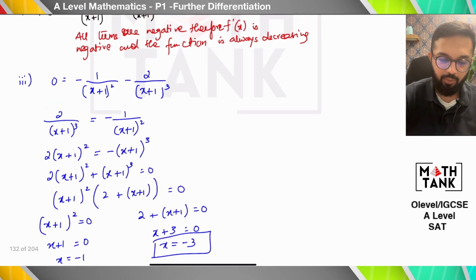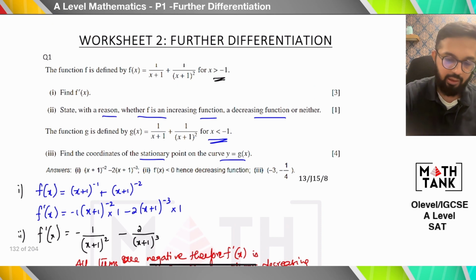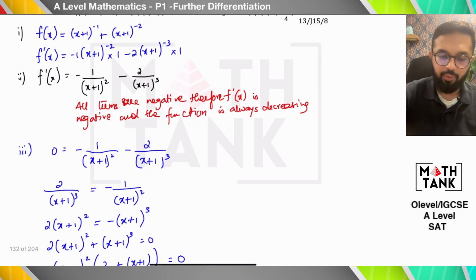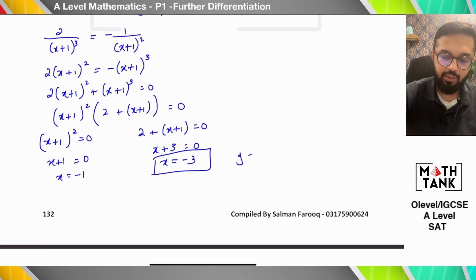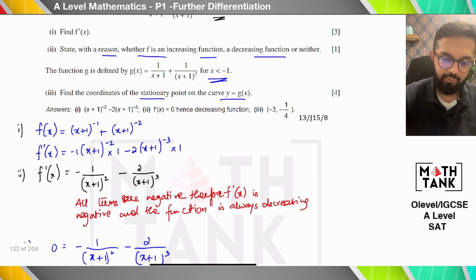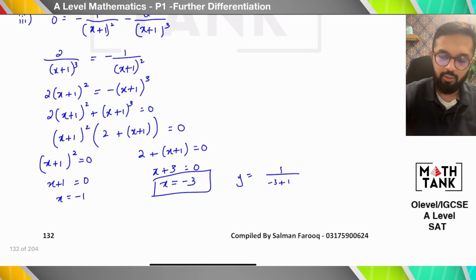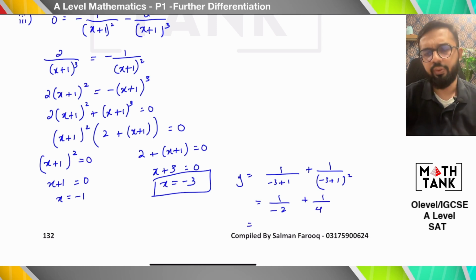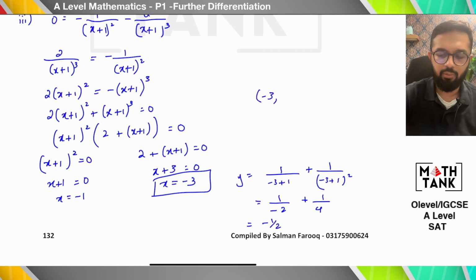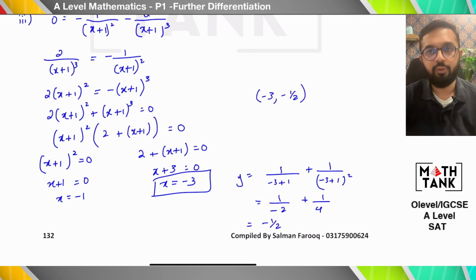Can I find out the y coordinate? Yes, I can. I have the initial function. I'm going to take my x value and use it there. So 1 over 4 minus half should give me minus half. Minus 3 comma minus half is my stationary point.